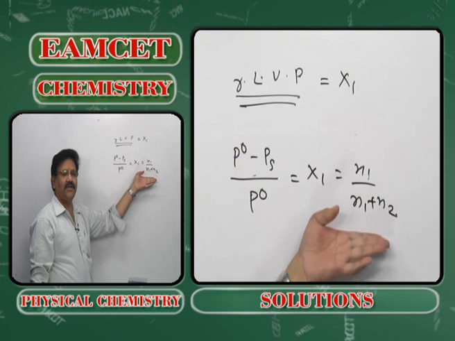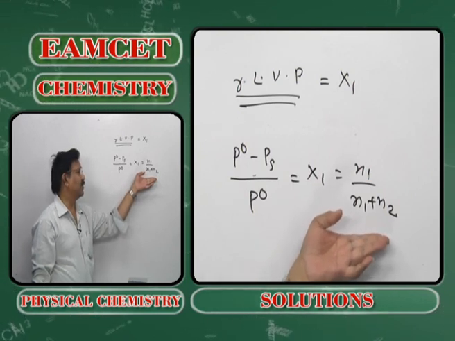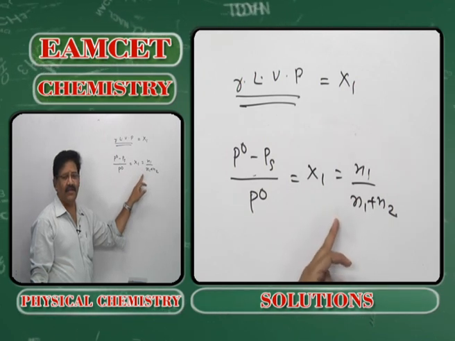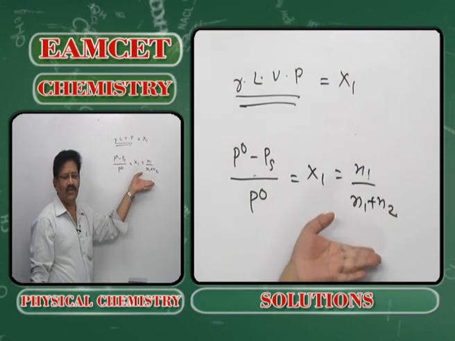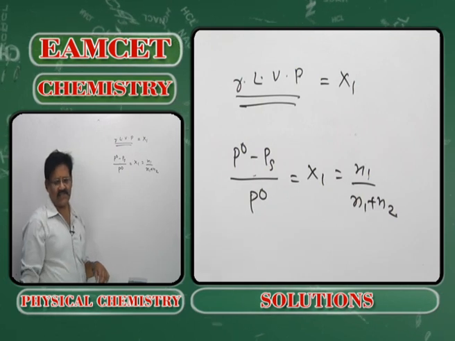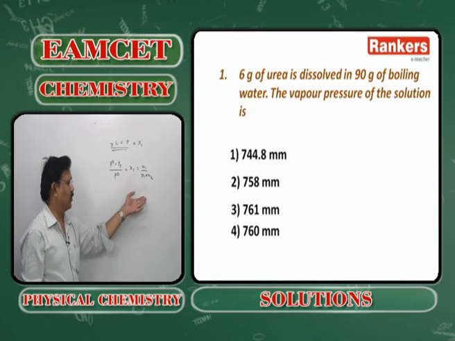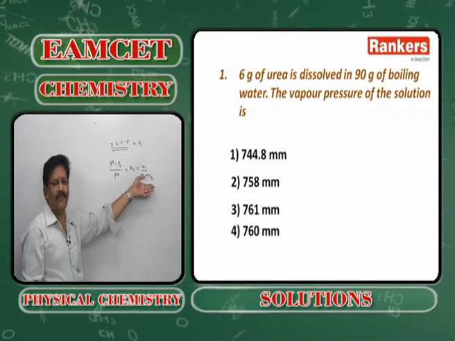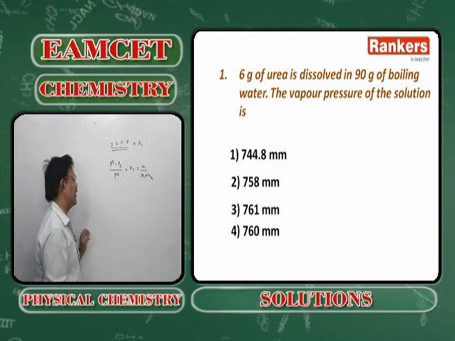In the denominator term, n1 can be neglected if the number of moles of the solute taken is negligible. But in this case, 6 grams of urea means 0.1 mole, and 90 grams of water means 5 moles. So when compared with 5 moles, 0.1 mole need not be neglected.